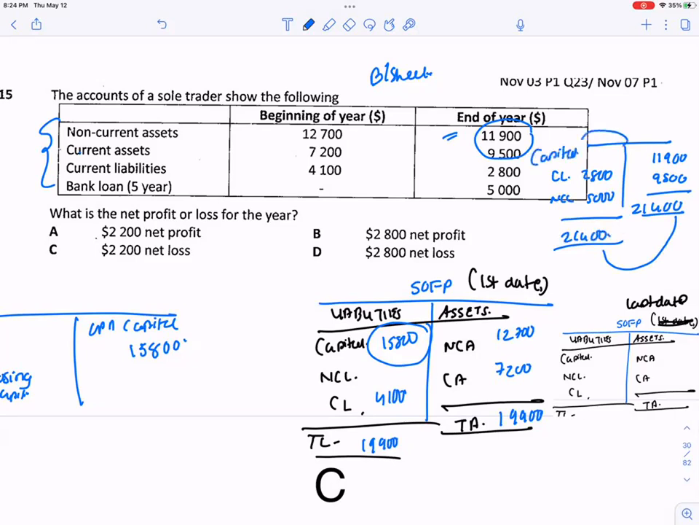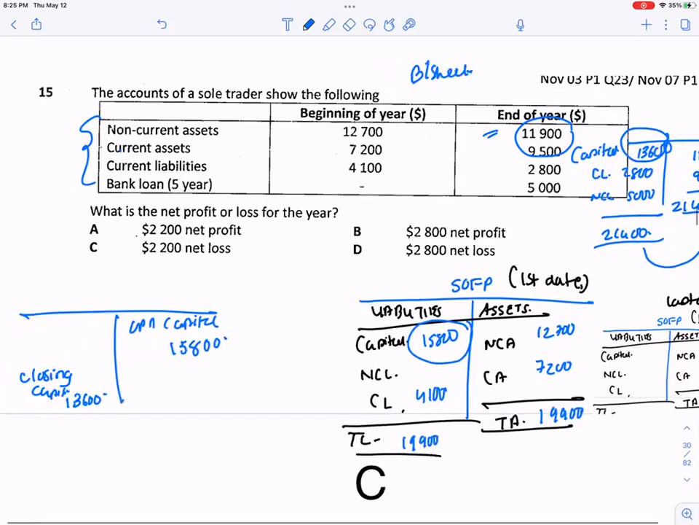You want the capital. How do you find it? 21,400 minus current liability and non-current liability. The total asset minus 7,800 will give you the capital. How much is it? 14,600. Okay. Tell me, are you making a profit or a loss?